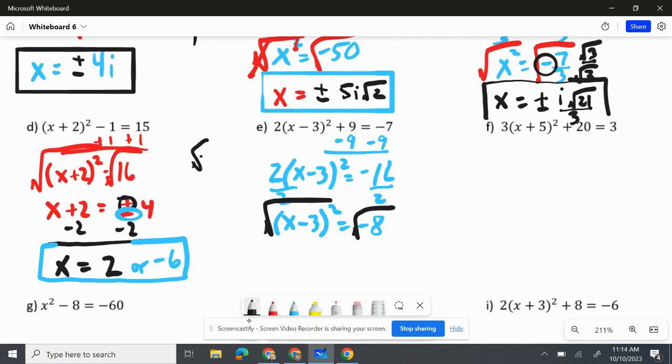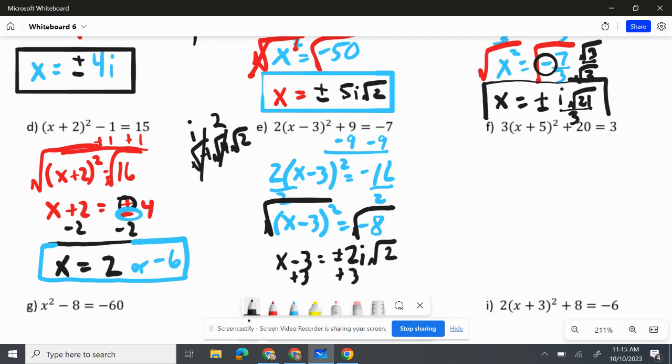Negative 8 is negative 1, 4, and 2. And so we know the square root of negative 1 is i, square root of 4 is 2. So since we created our own square root, we have the plus or minus, we have the 2i, and we have the square root of 2. Our last step is to add the 3.